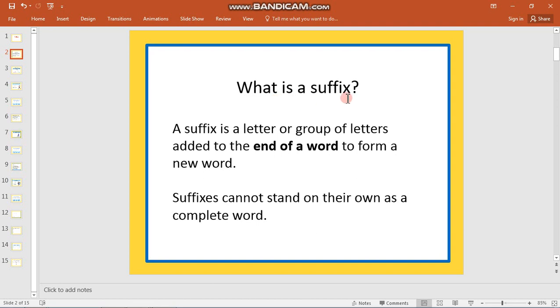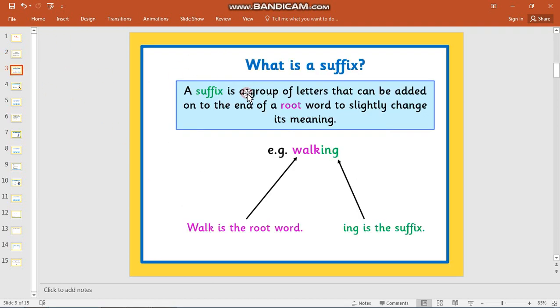What is a suffix? A suffix is a letter or group of letters added to the end of a word to form a new word. Suffixes cannot stand on their own as a complete word. A suffix, then, is a group of letters that can be added onto the end of a root word to slightly change its meaning.